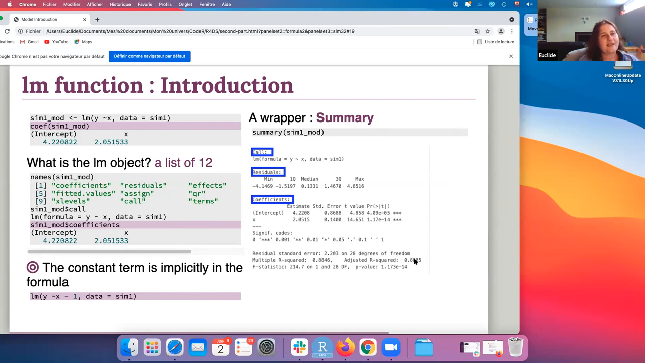Mm-hmm. But at the end, I can tell you something. In marketing, when we have an R squared of 0.03, we are happy. And thanks to that, I study a lot just to make crappy models all the time.